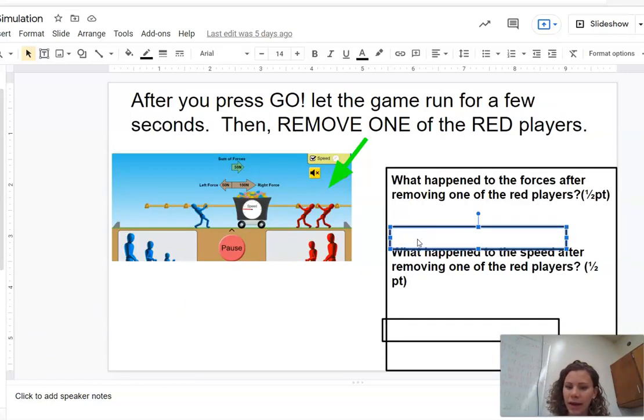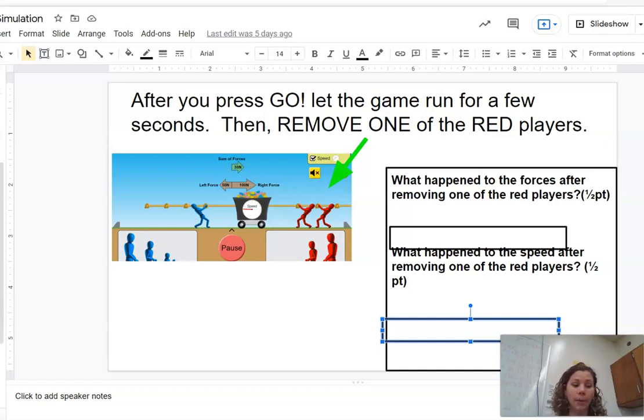Okay, what happened to the forces after removing one of the red players? Forces should have been balanced. You're removing 50 newtons, right? And the forces should be balanced, 50 and 50 on each side. What happened to the speed? The speed remained constant. It was originally moving in the right direction because there was an unbalanced force in that direction. You take one of the red figures 50 newtons away, and the speed should have remained the same. That red dial should not have moved. Still motion, but a constant speed.